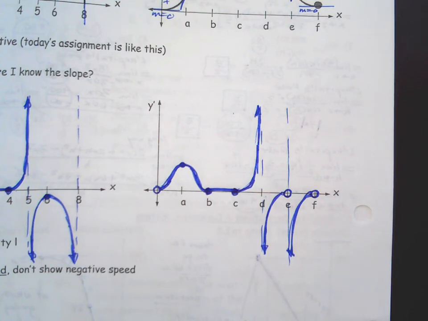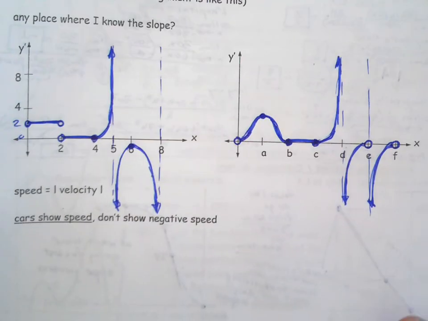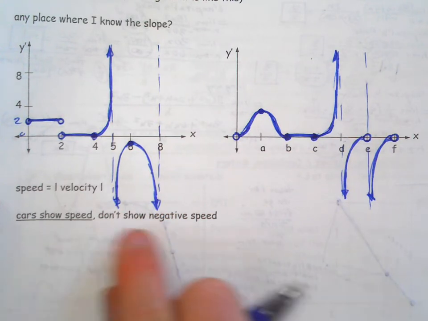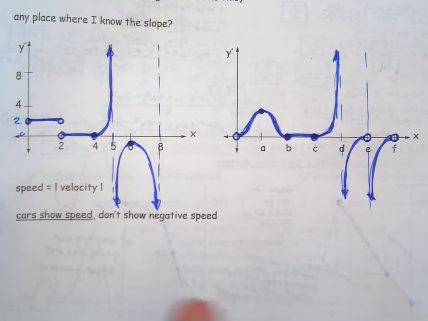So anyways, just throw something else in there. Speed is the absolute value of velocity. Cars show speed. They don't show negative speed ever, right? So they don't really show you velocity.